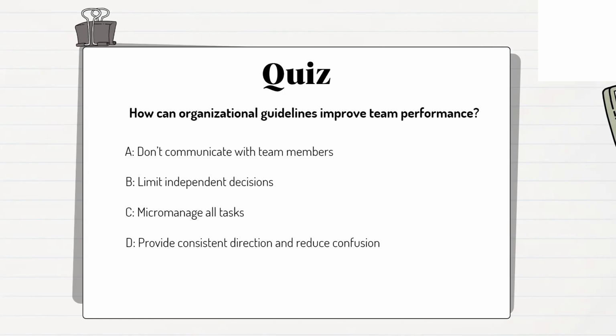So my question would be, how can organizational guidelines improve team performance? I'll give you guys a couple seconds to answer it. And the correct answer is D, provide consistent directions and reduce confusion.